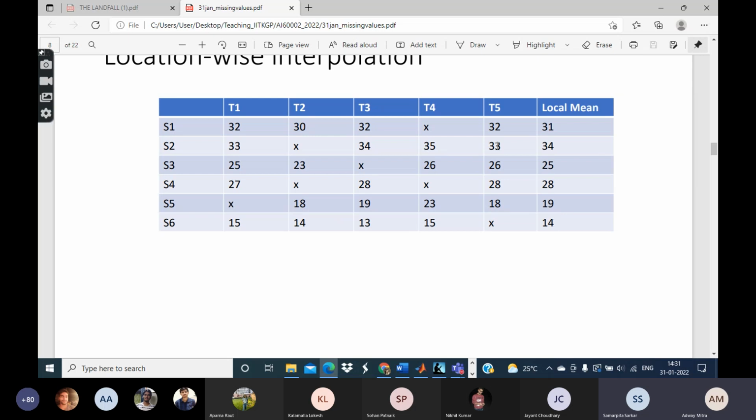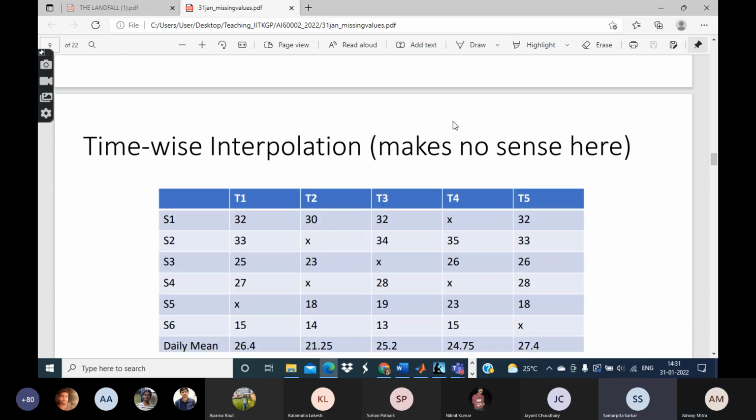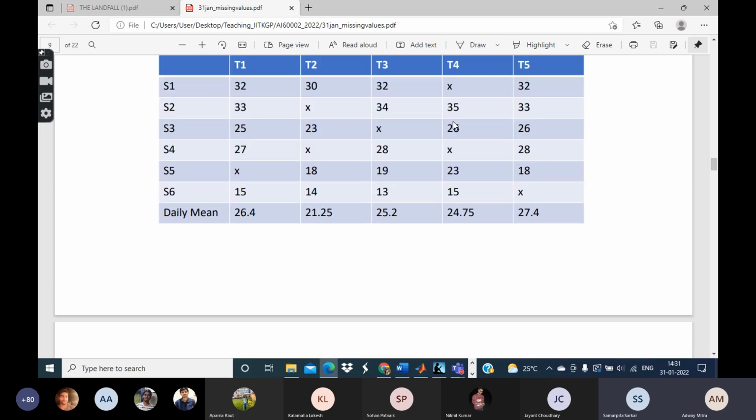The simplest thing you can do is, when you have a missing value, you just put the mean value of that location. That's probably the simplest thing you can think of. Another possibility is the temporal mean. Instead of taking the spatial mean, for every single day you take the temporal mean. So if on this day the temporal mean comes to 26.4, one possibility is to put 26.4 here, and so on.